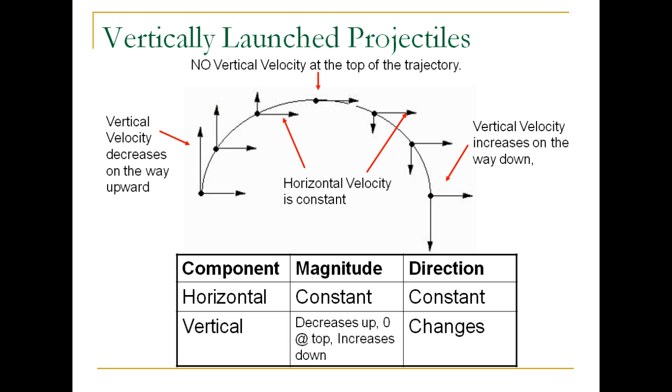So there is no vertical velocity at the top of the trajectory. I talked about this before when I threw the tennis ball up. At the very top, it stops, and then it falls back down.